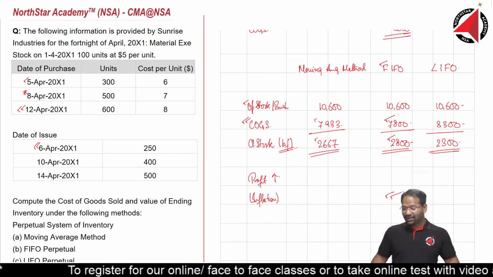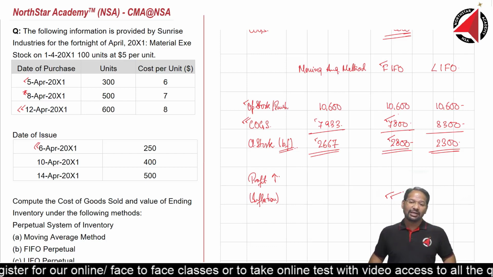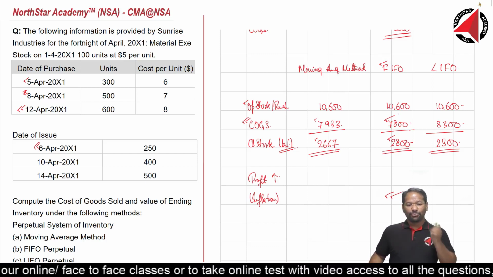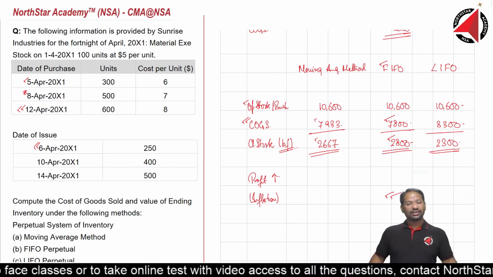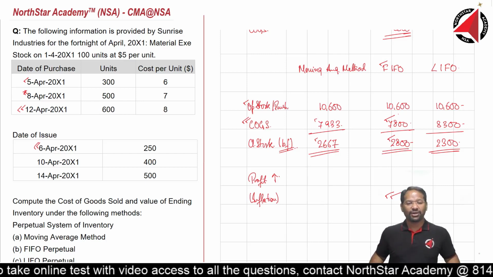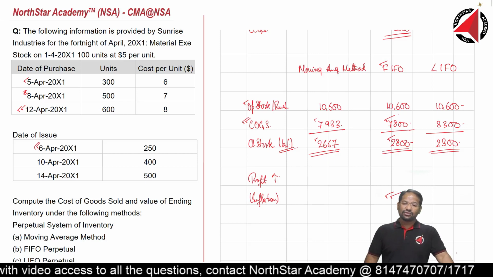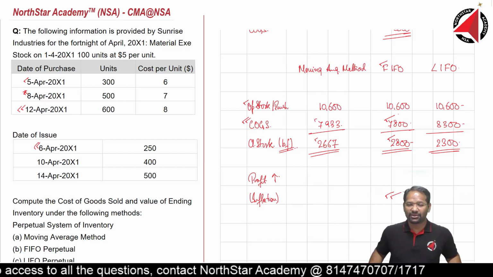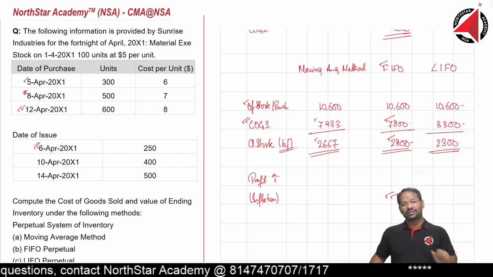Alright, so we have understood this. Which method have we understood? We have understood all the three perpetual systems: moving average method, FIFO perpetual and LIFO perpetual. Now we are going to solve the same question under periodic system. Periodic system is very simple. It does not involve so much calculation. Just a few steps which you need to know and answers would come.